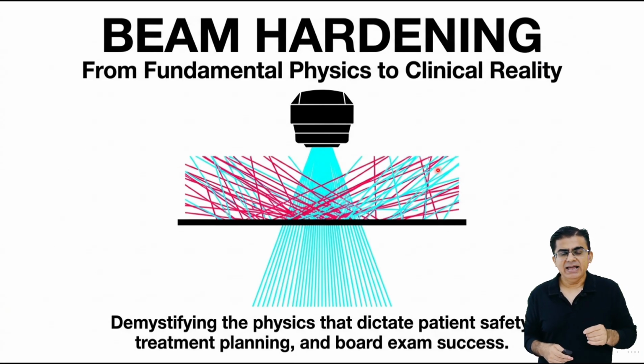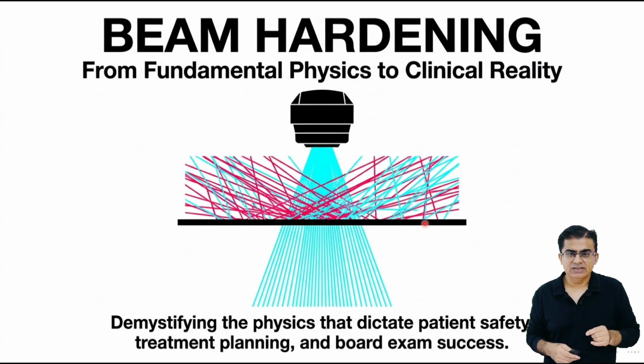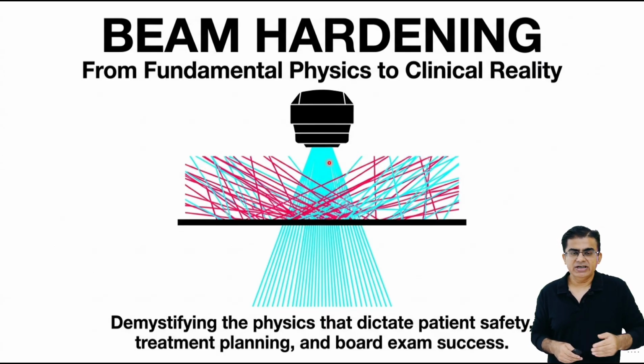Now look at the thick black horizontal line in the middle of the screen. This black line acts like a physical filter. When the mixed polyenergetic beam tries to pass through this filter, something very interesting happens. The filter easily stops and completely blocks the weak red photons. But the strong blue photons safely pass straight through it.